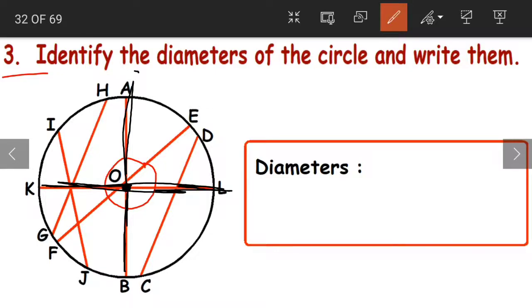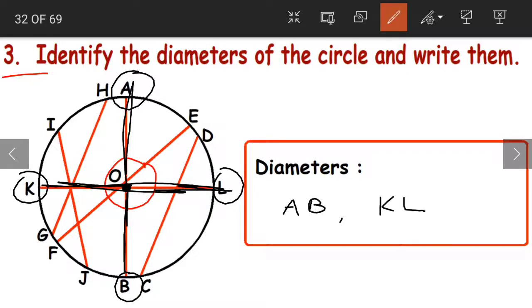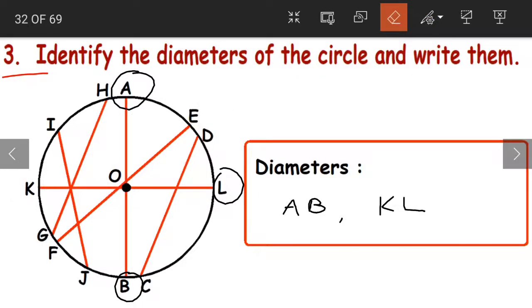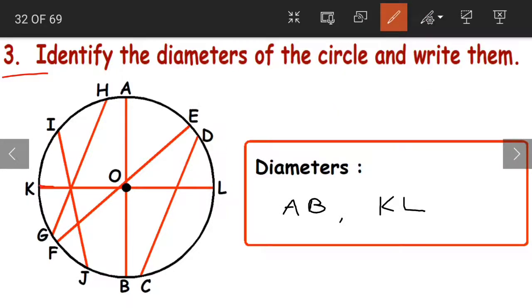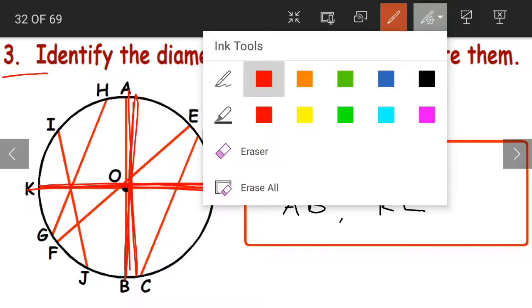We are having only these two line segments. What are they? AB and KL. From the entire figure, only these two line segments are passing through the center of the circle. See, KL and AB.